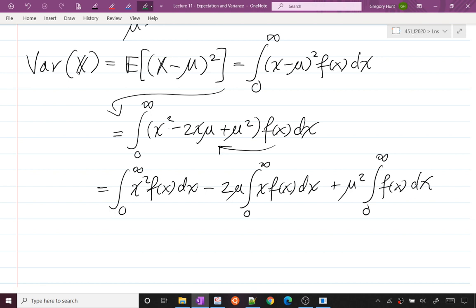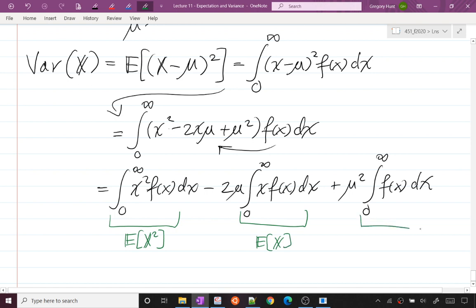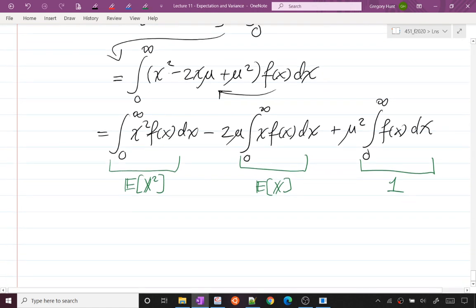And now we can again use our nice little trick. We can identify this is the expected value of x squared. This is the expected value of x. And this is the integral of the PDF, which is 1. So that uses all the little tricks we've had. And so what we get left with here: expected value of x squared, 2 over lambda squared, minus 2 mu, of course, is our expected value. So that is 1 over lambda, and expected value again is another 1 over lambda. And then we get plus mu squared, which is 1 over lambda squared times 1.